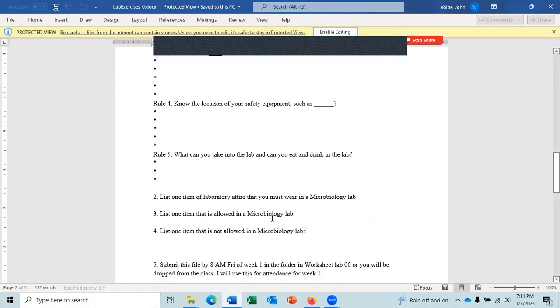And then I might have missed question number 3. List one item that is allowed in the microbiology lab. And this would be something you bring from outside. Students always have trouble with this. So I'm going to say you can bring in jewelry, you can bring in your watch, you can bring in a necklace, for example. So that's what we're getting at with 3.